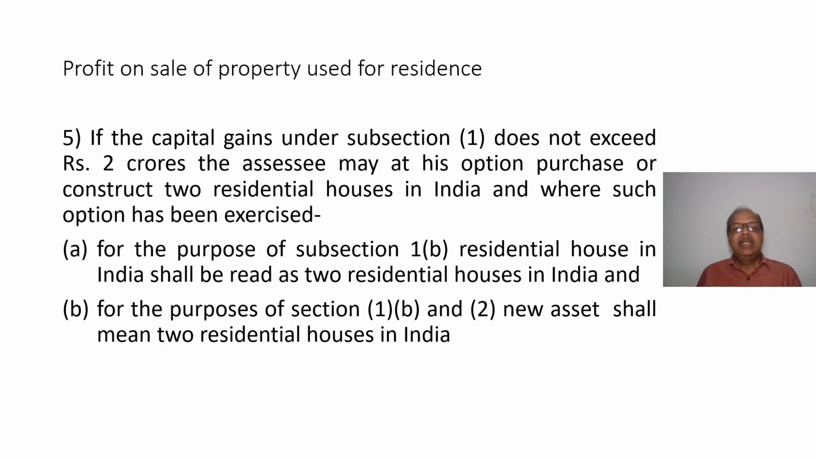That means the assessee can purchase two residential houses if the capital gain does not exceed 2 crores, and the new assets shall be regarded as two residential houses instead of one. And where the transfer takes place within a period of 3 years, the taxation will be applicable for the two properties purchased using the capital gain.